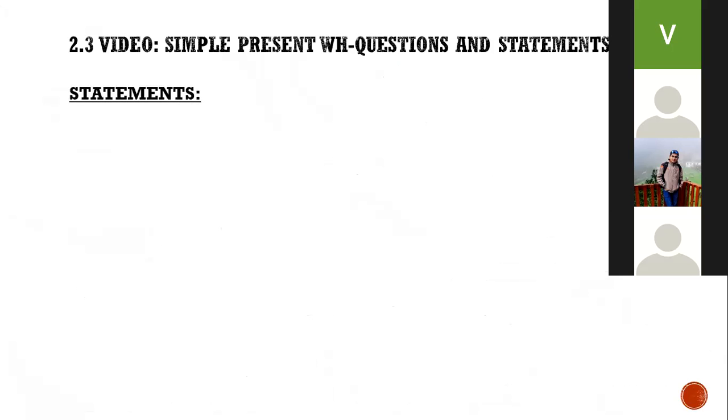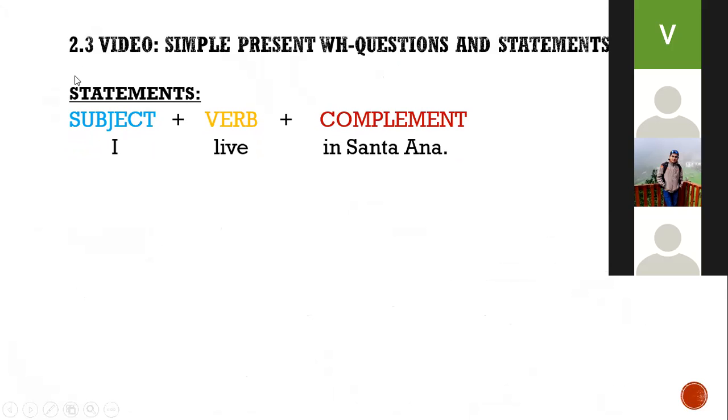Now we're going to go to statements. Ahora, ¿cómo hacer oraciones, right? It's more simple, right? We use the subject, the verb, and the complement. I live in Santa Ana. I is the subject, live is the verb, in Santa Ana is the complement. She is the subject, lives is the verb, and in San Miguel is the complement.